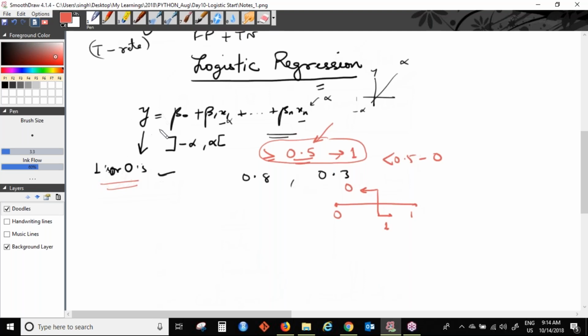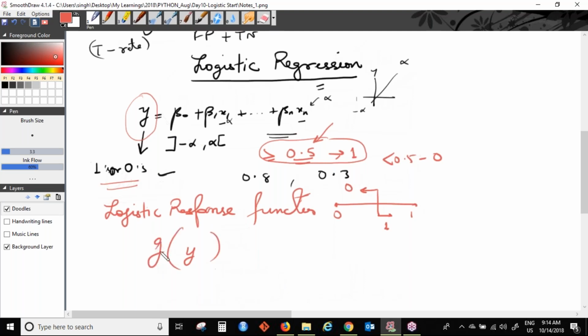But how can we do that? How can we convert the output y here to between ones and zeros? That is where we use a function called the logistic response function. We will take this y and apply some mathematical function g on top of it, so that the output is always between 0 and 1.